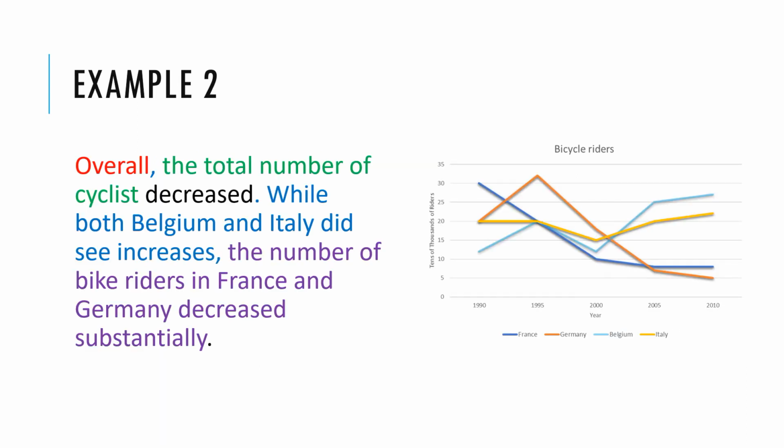Example number 2. Overall, the total number of cyclists decreased. While both Belgium and Italy did see increases, the number of bike riders in France and Germany decreased substantially. All we're doing here is saying that the total number of bike riders in 1990 was more than the total number of bike riders in 2010. Therefore, the total number of cyclists decreased over the period.